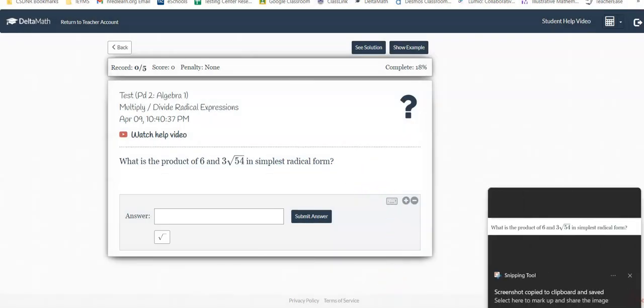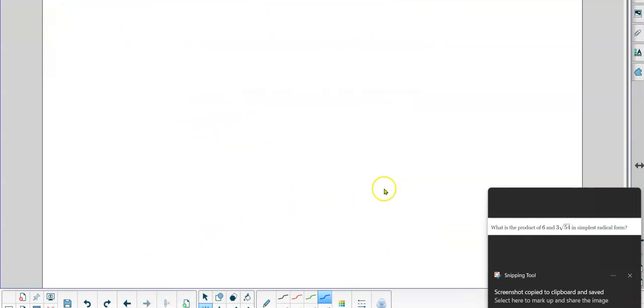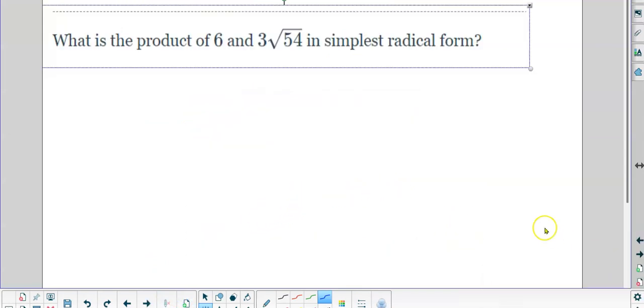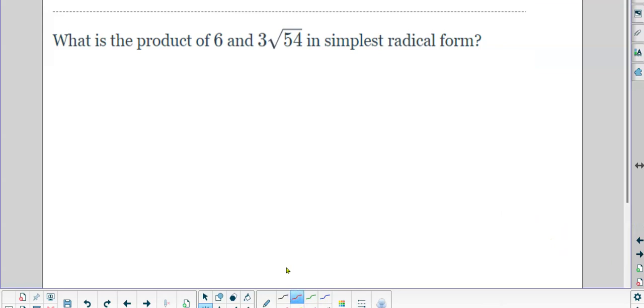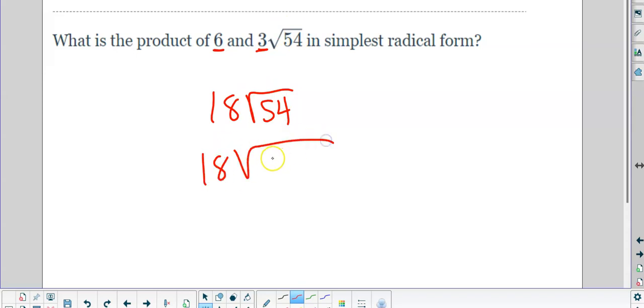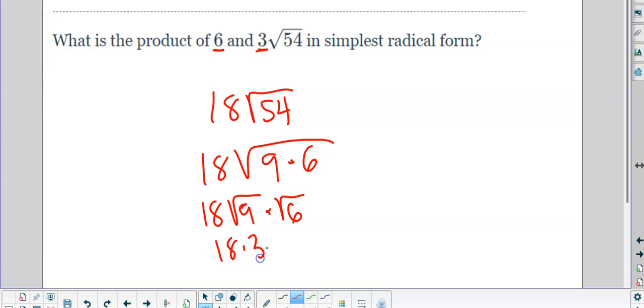So if you find the product of a radical expression, then you are multiplying the coefficients on the outside. So let's see what we've got here. 6 and 3. And we would multiply radicands if we had more than one, but we don't. So now we're going to try and simplify this by looking for two factors that multiply to 54, with one of them being a perfect square. So 18 times the square root of 9 times the square root of 6 is the same as 18 times 3 times the square root of 6.